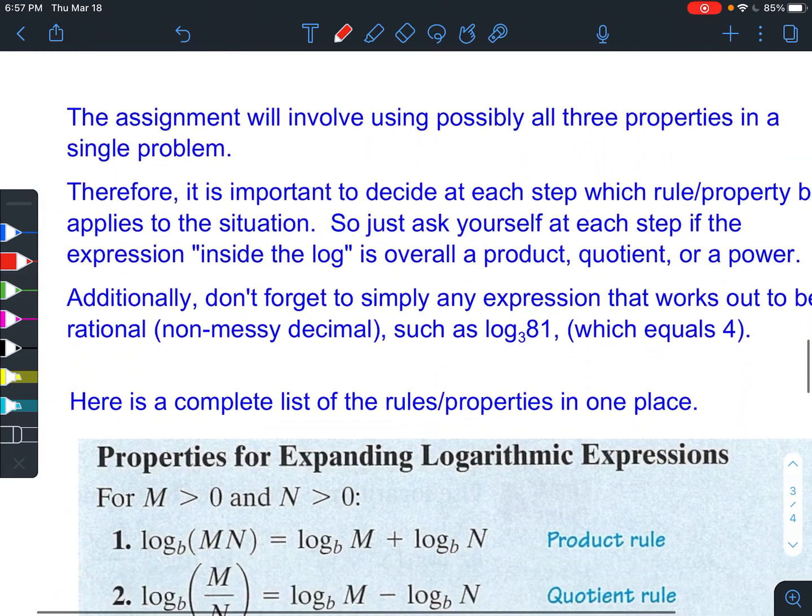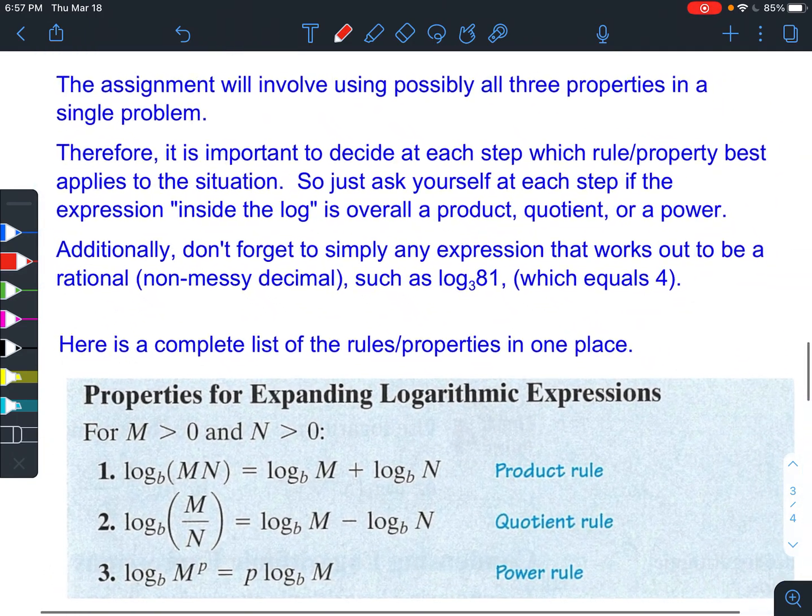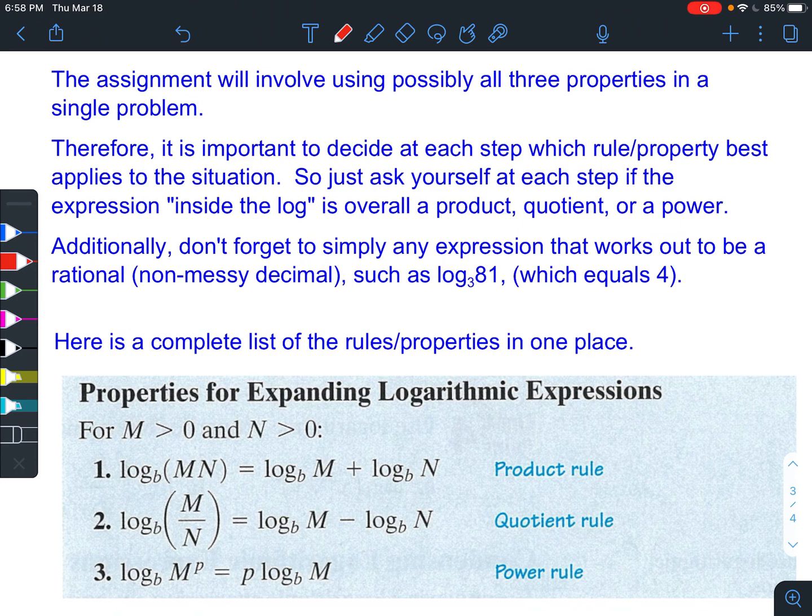All right, so here we go. The assignment will involve using possibly all 3 of those properties in a single problem, and therefore it's important to decide at each step which rule or property best applies to the situation. So just ask yourself at each step if the expression inside the log is overall a product, a quotient, or a power, and once you identify which one it is, then of course that's the rule you use.